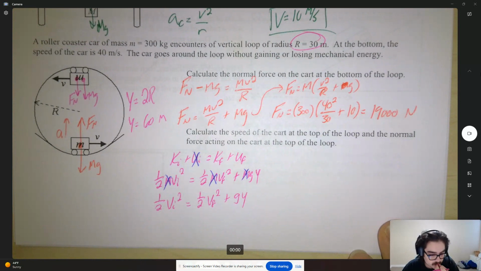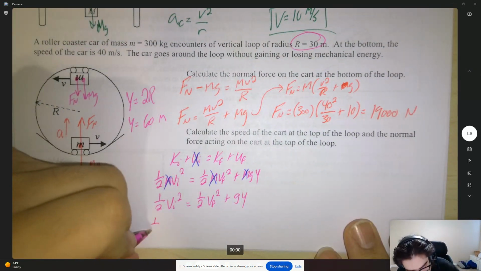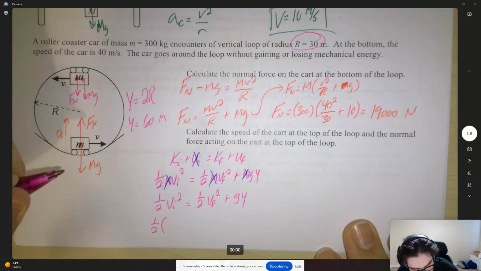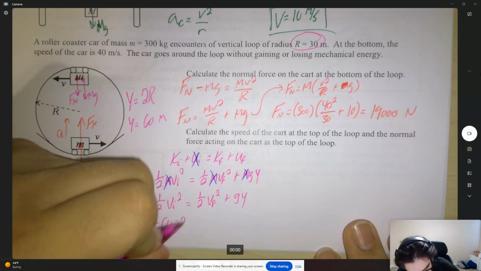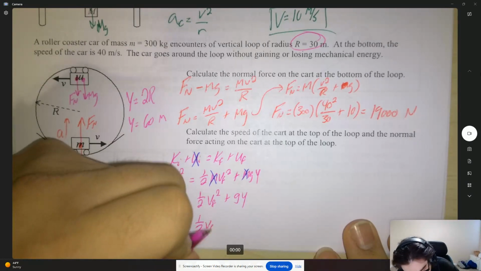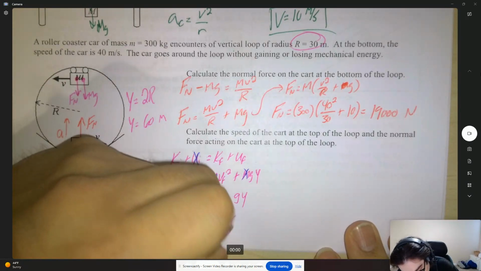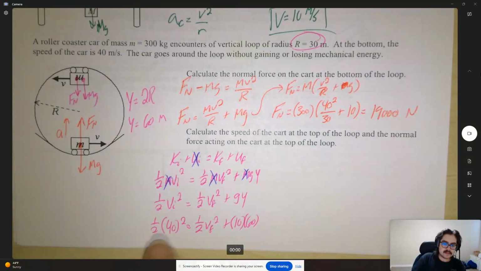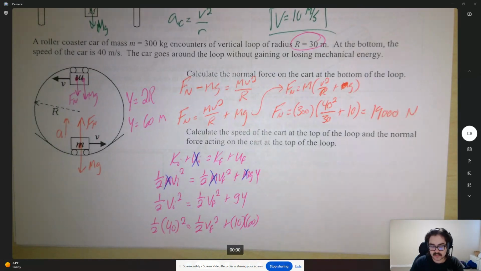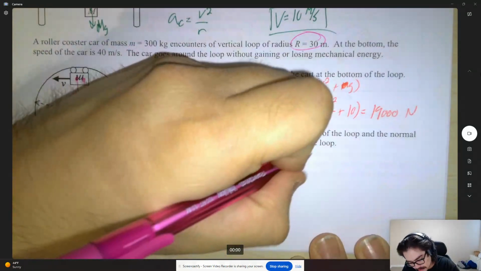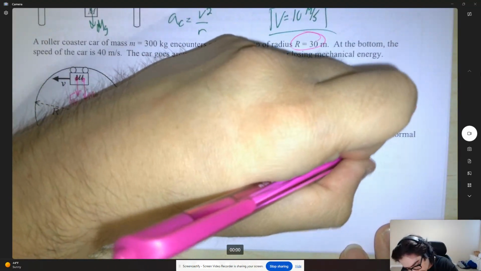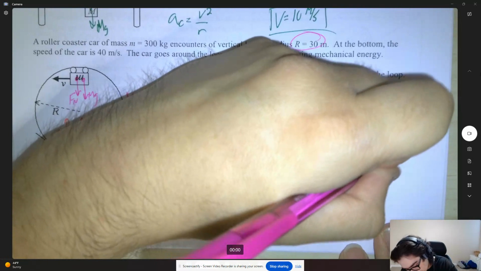Now I'm going to plug everything in. I don't know why it took so long to get to the plugging in stuff, but now we're getting there. The initial speed is 40. We don't know the final velocity yet. That's what we're trying to figure out. This is going to be 10, and this is going to be 60. In the first term, 1/2 times 40 squared ends up being 800. So 800 equals 1/2 v final squared plus 600.